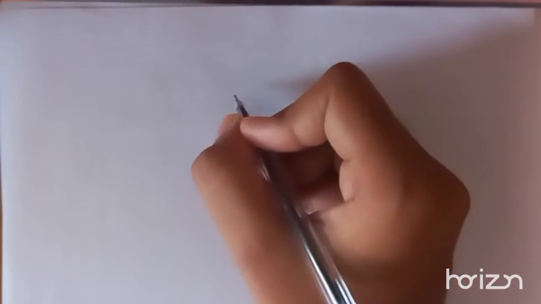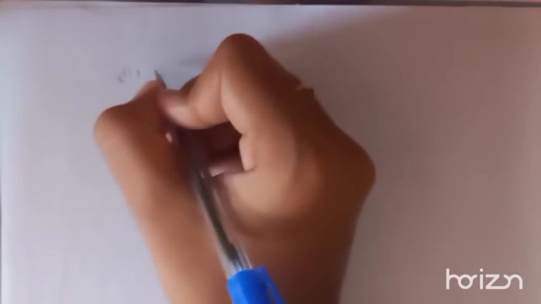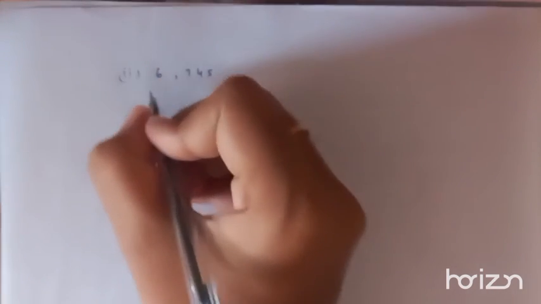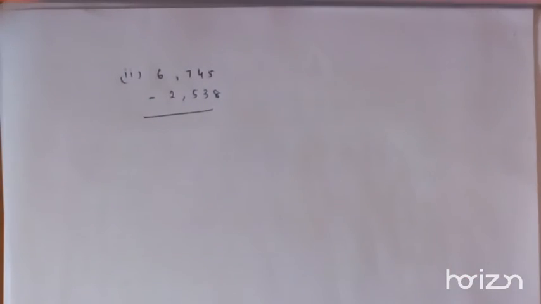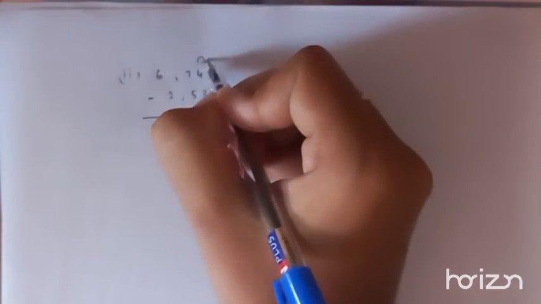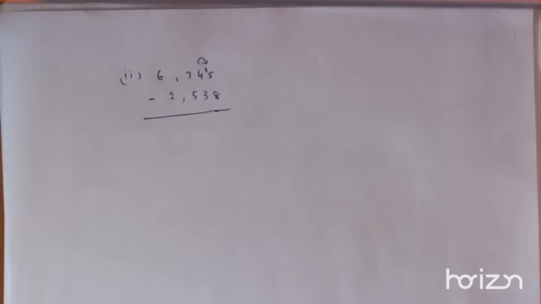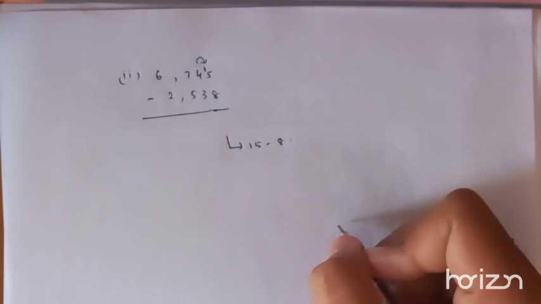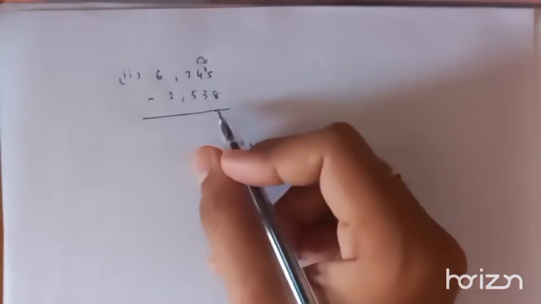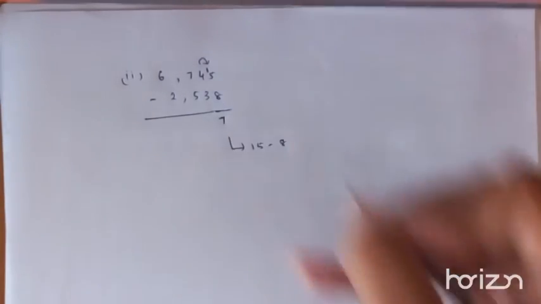In here, what we are going to do is 6745 take away 2538. In here we realize we don't have enough ones to take away, so I'm going to exchange 1 ten to the ones column and make it 15. So 15 take away 8, I would have 7. All right, 15 take away 8 is 7, so I'm going to put 7 in the ones column.